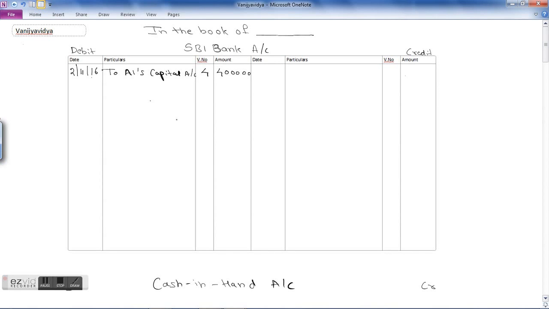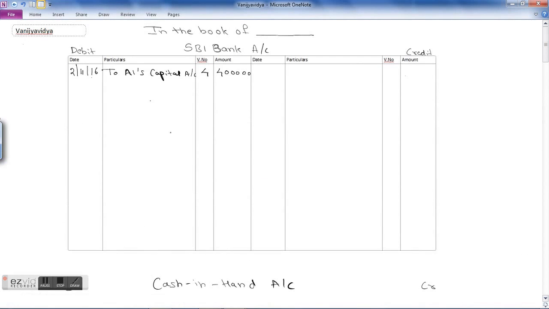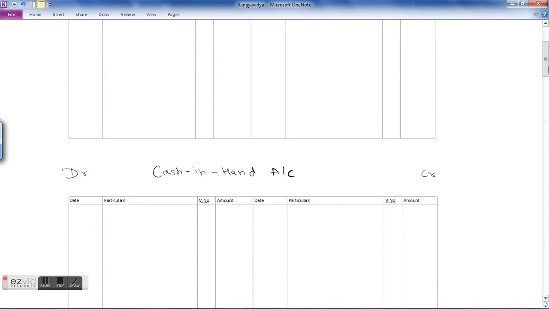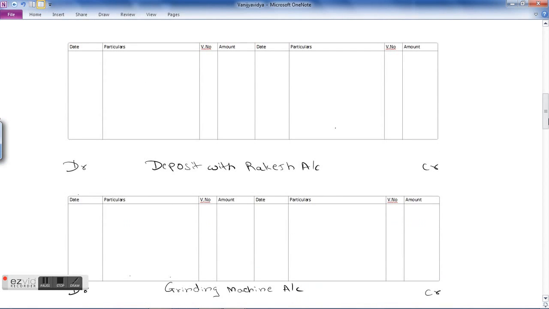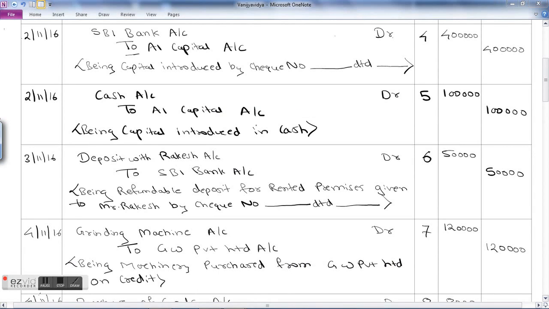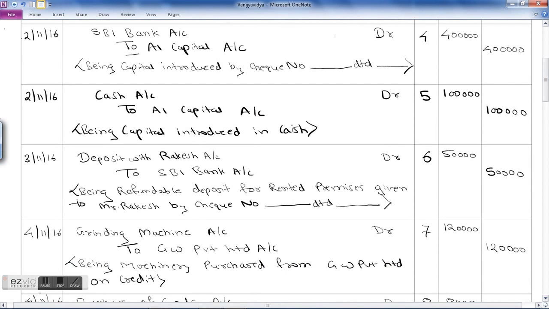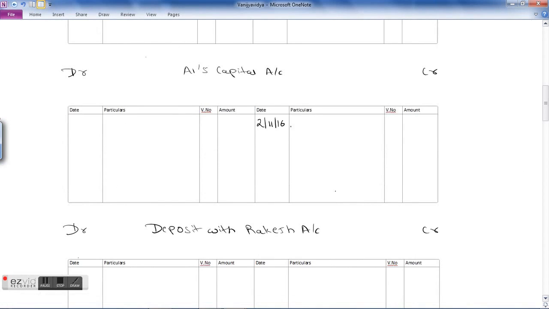The second effect I'll be giving in A1's capital account. Since A1 capital account is credited, let's go to A1 capital account. On the credit side, that is the right hand side, we'll write the entry. Date of entry is 2/11/2016. For debit entries we have to write 'by', beginning it with 'by'. So whenever you are debiting a particular account in the ledger, you have to write 'by'. So by SBI account.